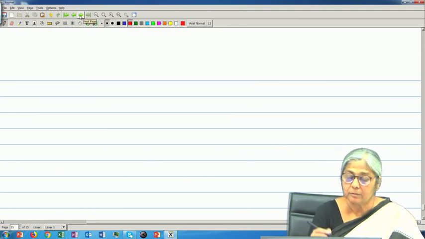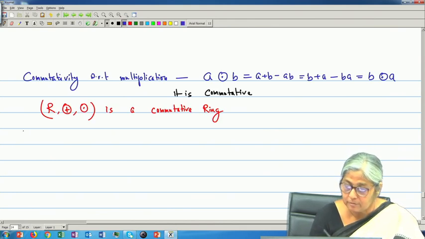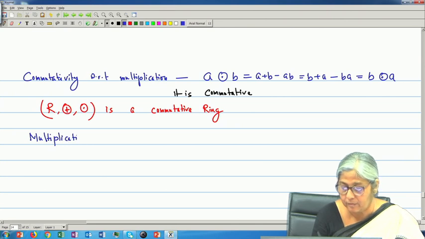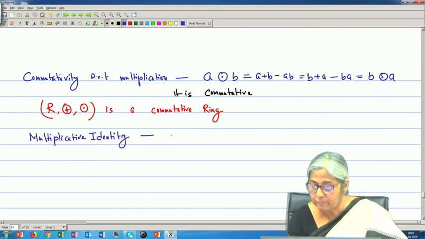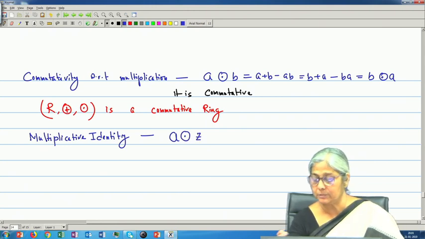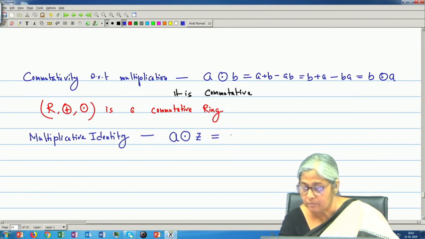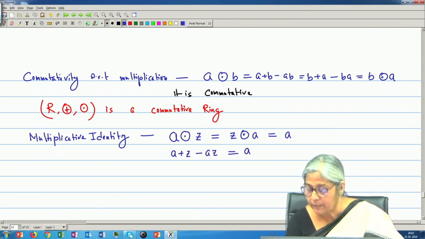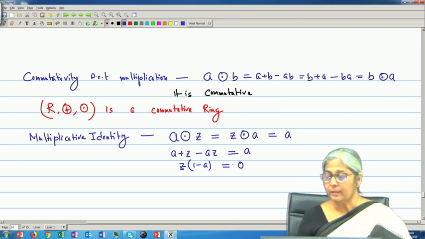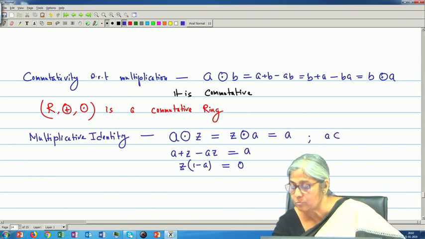Now, we see the multiplicative identity, and we check whether it exists or not. That means I have some z, if I take that type z exists, such that a * z equal to a. So, a plus z minus az equal to a, since it is already commutative. So, z into 1 minus a equal to 0, and this is for all a belongs to R.